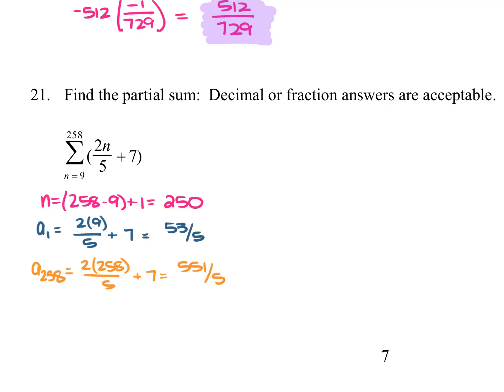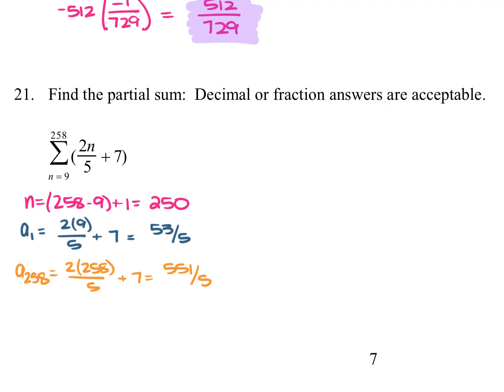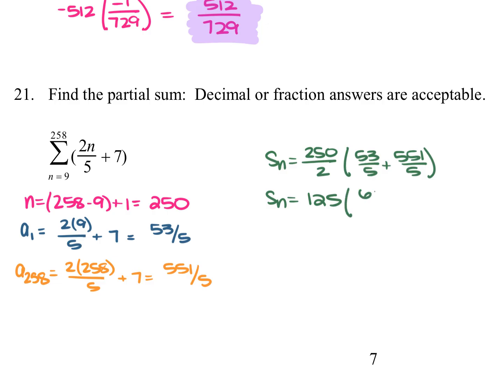So again, you're using your partial sum, so n over 2 times your first term plus your last term. So we're going to have 250 over 2 times 53 over 5 plus 551 over 5. This gives us 125 times 604 over 5, which is then 15,100.